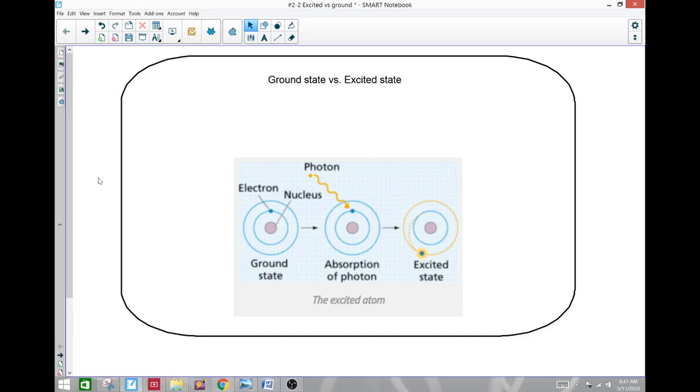Good afternoon, this is Schweitzer, and we're looking to get close to wrapping up our modeling of atoms here as far as ground state versus excited state. Now, what does it mean, ground state? Well, ground state simply means it's in its lowest energy state.